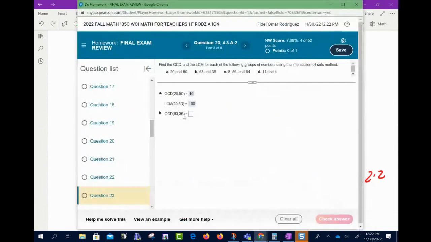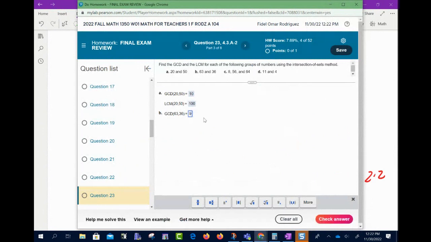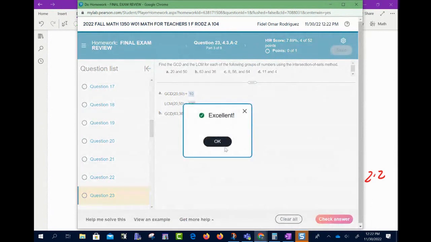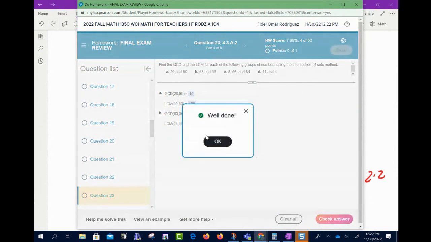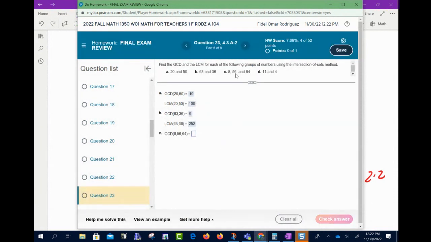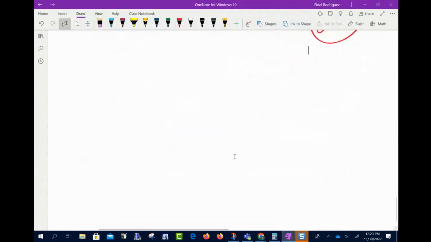So I will come back this way, and we had 9 here, and we had 252 right over here. Okay, there we go. Now we have 8, 56, and 64. So we got 3 numbers now, so I've got to draw 3 circles, y'all.